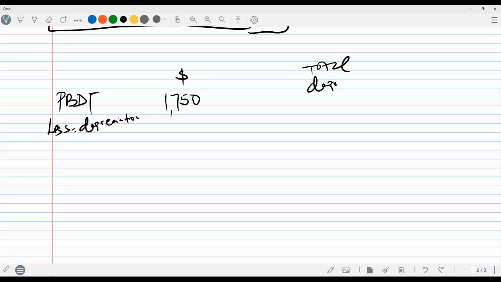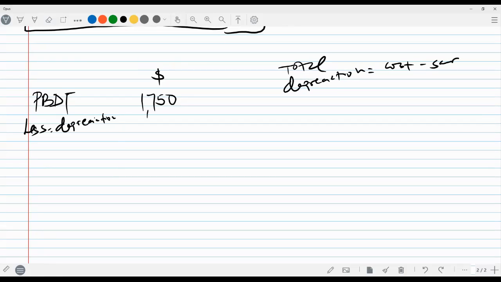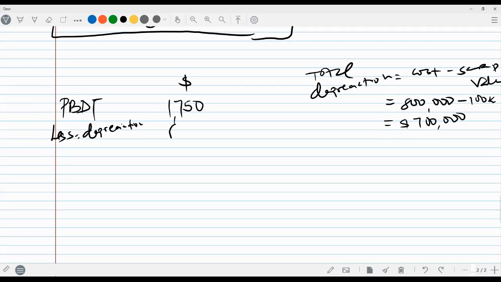For the entire 7 years, it is cost minus the disposal value or the scrap value. We bought this asset at a price of 800. Its disposal value by the end of year 7 is 100,000. Therefore, its loss of value is equal to 700,000. Therefore, less depreciation, 700,000, and we get the profit before tax to be equal to 1050.